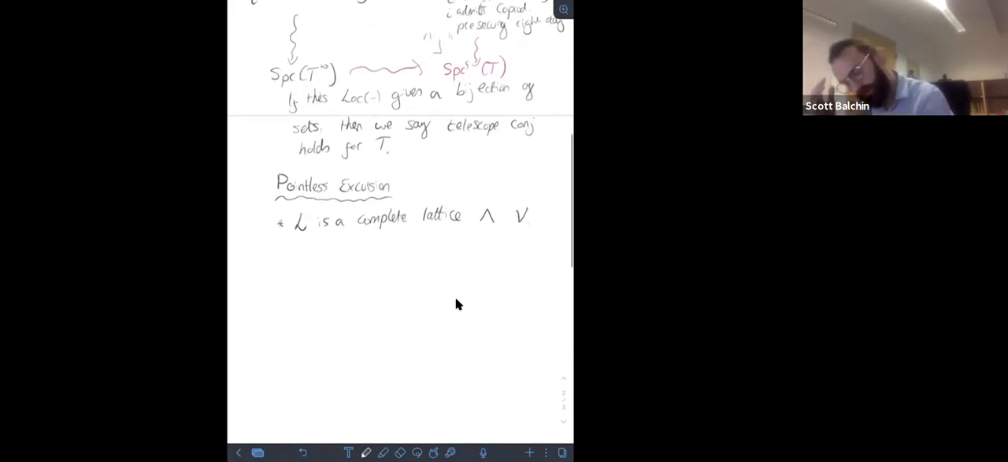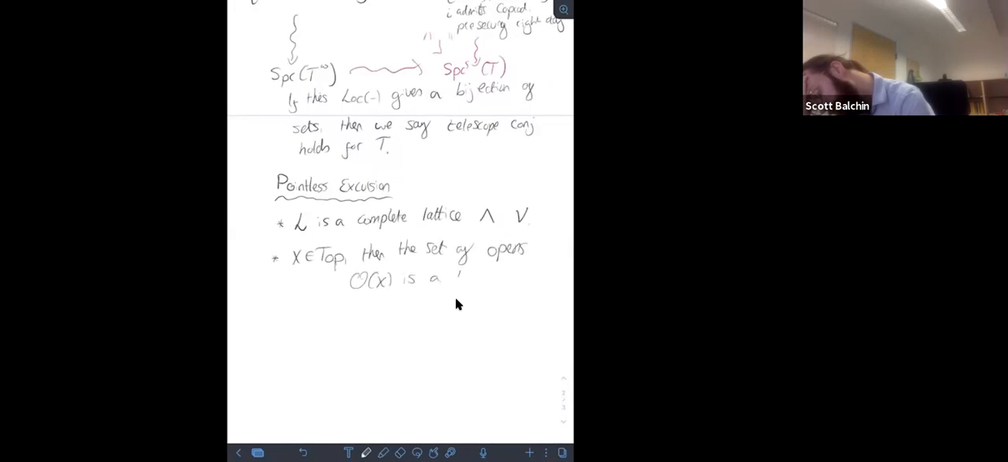And what's the canonical example of such a lattice? If X is a topological space, then the set of opens of X is a lattice. The ordering is by usual inclusion. The union gives the join, and for the meet, you take the interior of the intersection. So this is a lattice. This is the starting point for pointless topology.